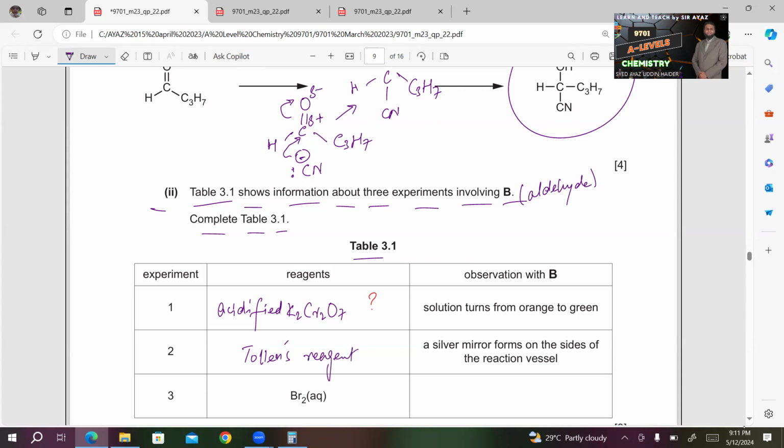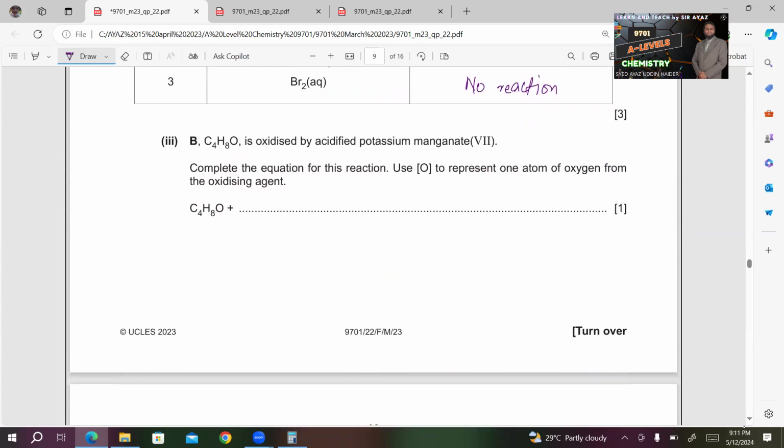What about Br2? There won't be any reaction. So you simply write no reaction with Br2. Moving to next part. Number 3B, C4H8O is oxidized by acidified potassium manganate(VII). Complete the equation for this reaction. Use O to represent one atom of oxygen from the oxidizing agent.